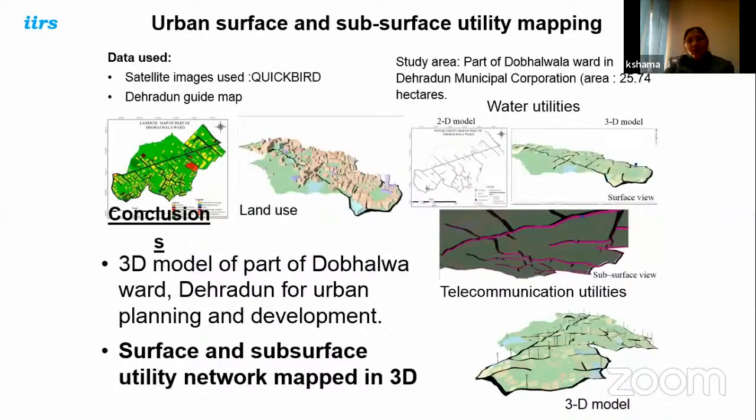Similarly, there is one technology known as ground penetrating radar, which can be utilized for mapping the subsurface utility. So that is also one of the technologies which is available and which can be utilized for mapping the underground pipelines.